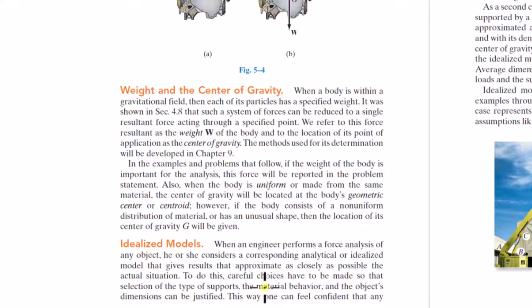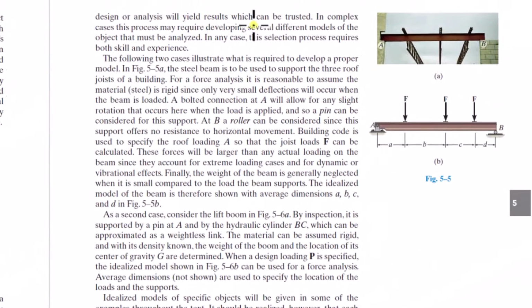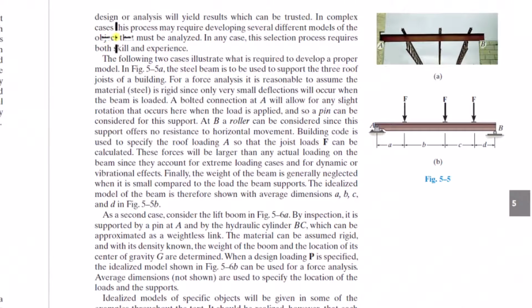To do this, careful choices have to be made so that the selection of the type of supports, the material behavior, and the object's dimensions can be justified. This way, one can feel confident that any design or analysis will yield results which can be trusted. In complex cases, this process may require developing several different models of the object that must be analyzed. In any case, this selection process requires both skill and experience. The following two cases illustrate what is required to develop a proper model.